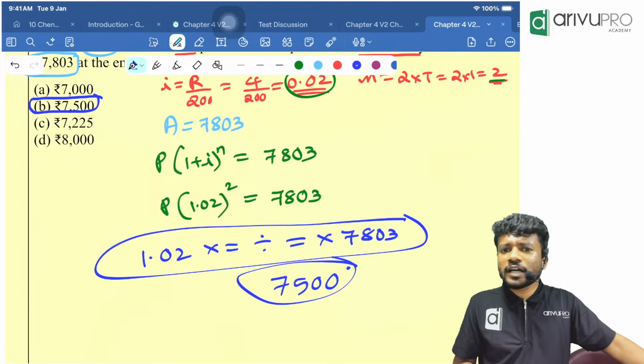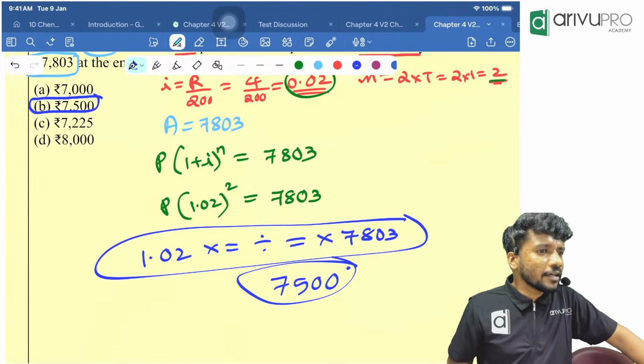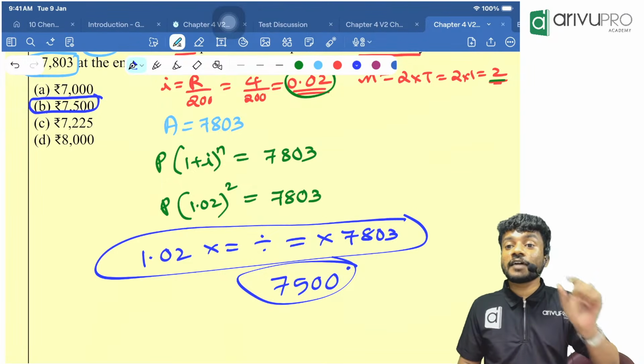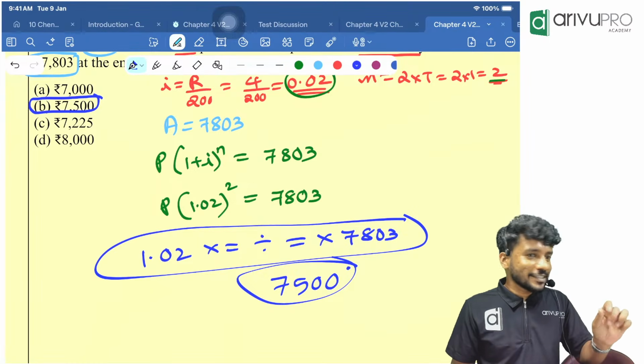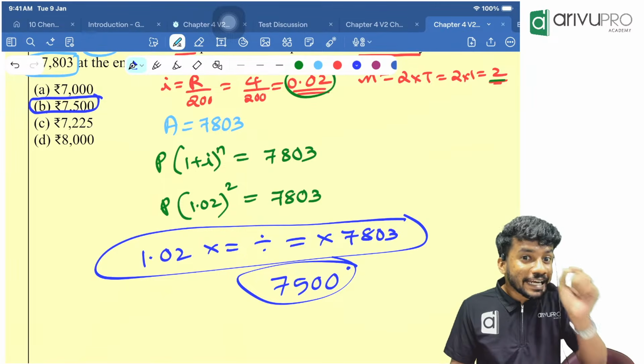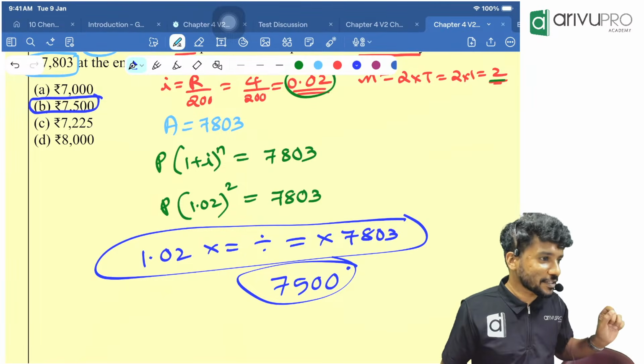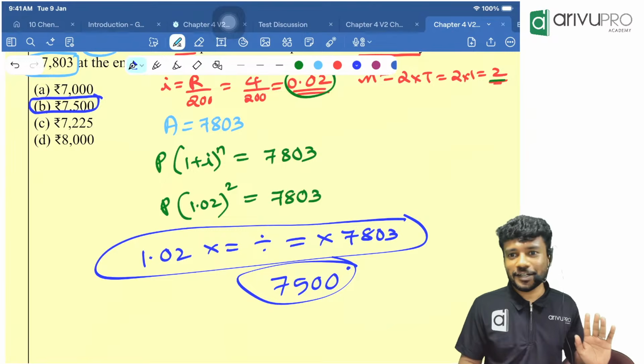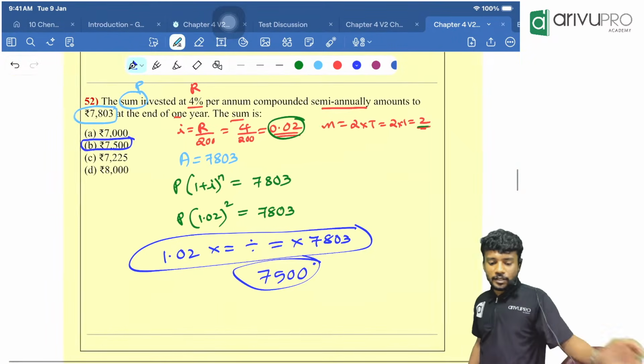Why are we getting that 0.99999? Can anyone tell me why that 0.9999 is coming? Yeah, the calculator does not have enough decimal places. So when we click divide equal to, it will round off. That's why 0.999999 is coming into the picture. Otherwise, we should get the exact answer.